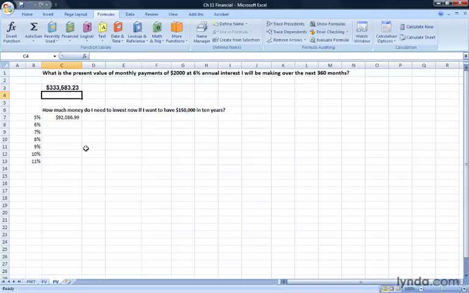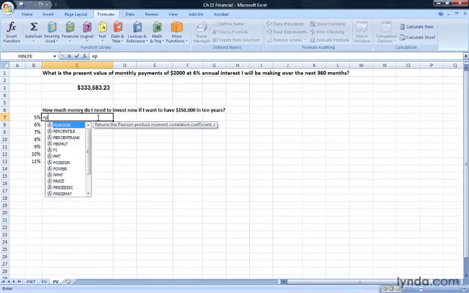Another use for the PV function is expressed in row 6 with the question, how much money do I need to invest now if I want to have $150,000 in 10 years? Well, if you're confident that you can get 5%, you need to have $92,000 available. 6%, 7%, are we talking stock market here or some other scheme that you know it's going to work? I'm sort of making fun of the idea that we're not always so sure. But let's show how we can come to this value here by way of the PV function.